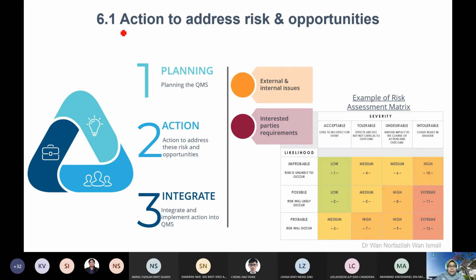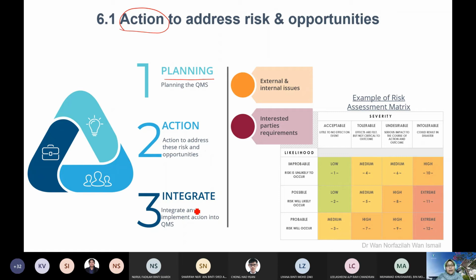Subclause 6.1, we are talking about action to address risks and opportunities. What are the actions involved? Not only identify and take action, but we start with planning. Planning the quality management system first, and then addressing the risk and opportunity happens when you want to achieve the quality management system, step by step, based on the PDCA diagram.